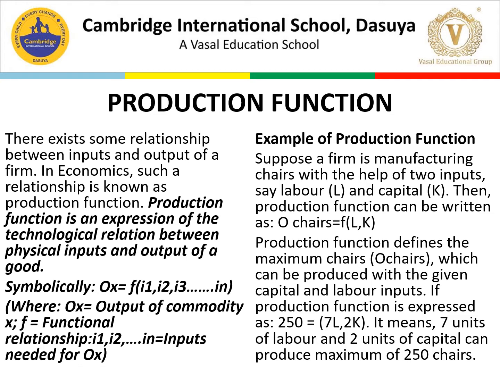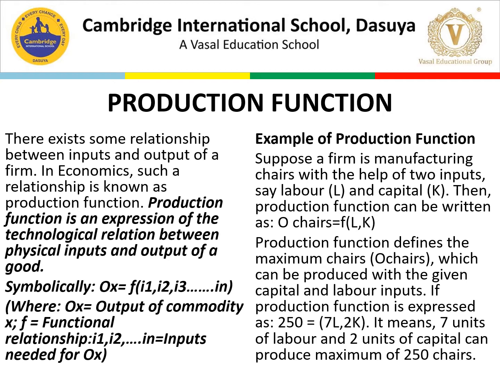Now next is an example of production function. Suppose a firm is manufacturing chairs. What is the company making? It is making chairs. So what are the inputs to make it? Either labor is needed or money, that is capital. So when we are making chairs, the output is chairs and the functional relationship is between labor and capital. Production function defines the maximum chairs which can be produced with the given capital or labor inputs if production function is expressed as.